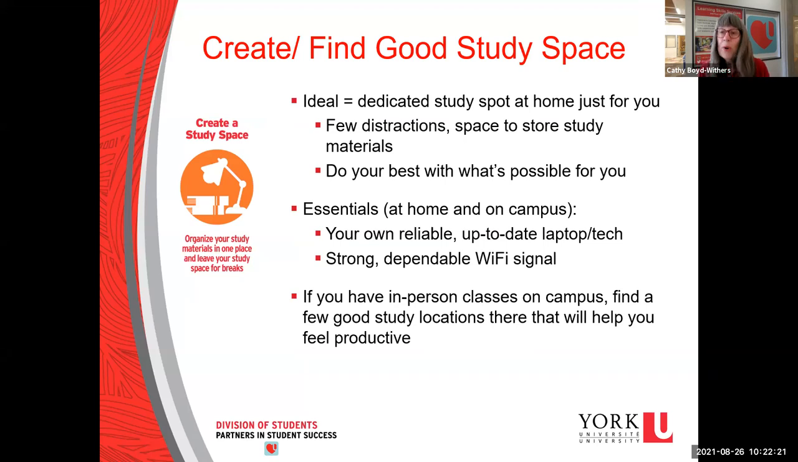The essentials, both at home and on campus, is to have your own reliable, up-to-date laptop, tech, whatever works for you, and a strong, dependable Wi-Fi signal. Obviously, we do have Wi-Fi on campus. But everything is done pretty much online. Not everything. There's going to be some in-person services, but it is essential to have tech that works well for you and preferably that's not shared with everyone else in your home. Again, only you know what's possible for you.